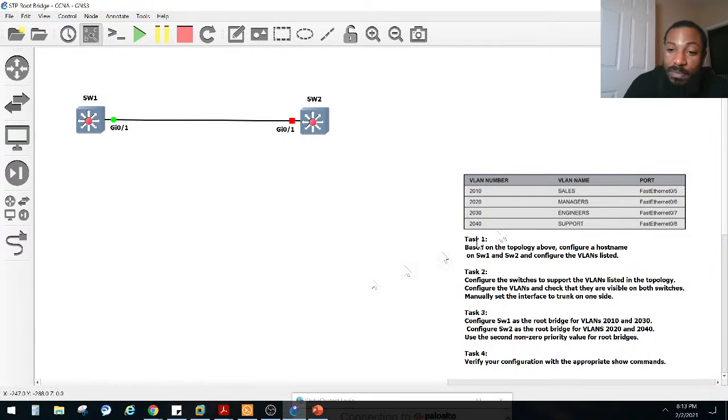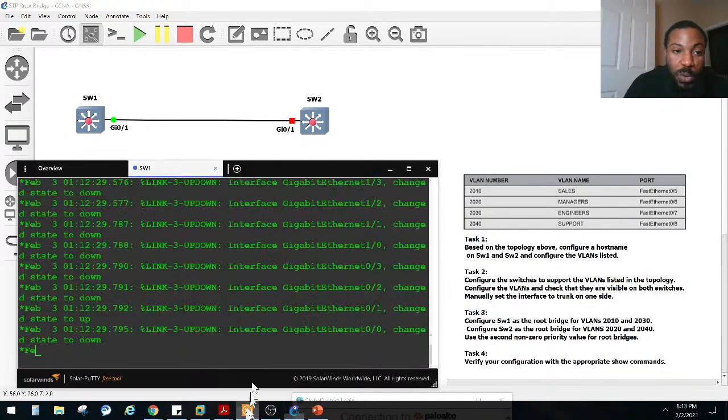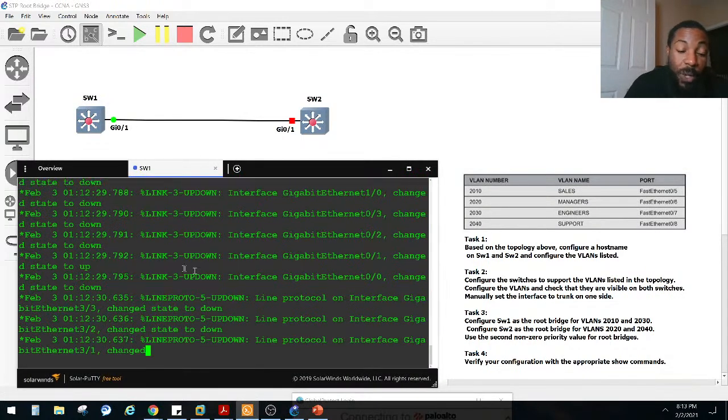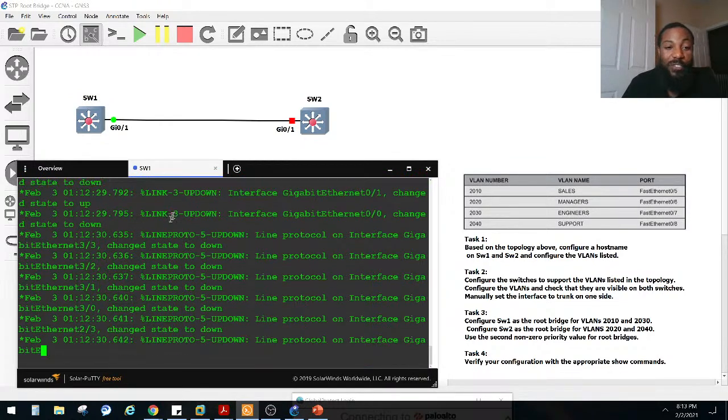Anyway, task 1, we are consoled into switch 1. It is booting up super slowly, and this is the reason why I wanted to wait for a bit too.